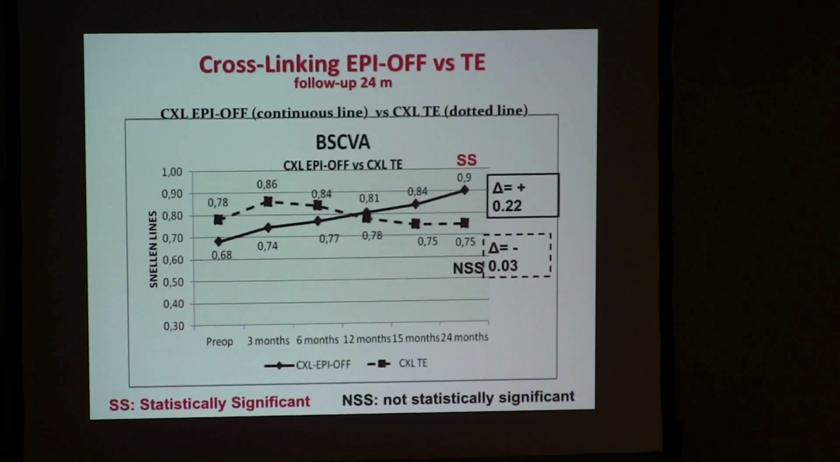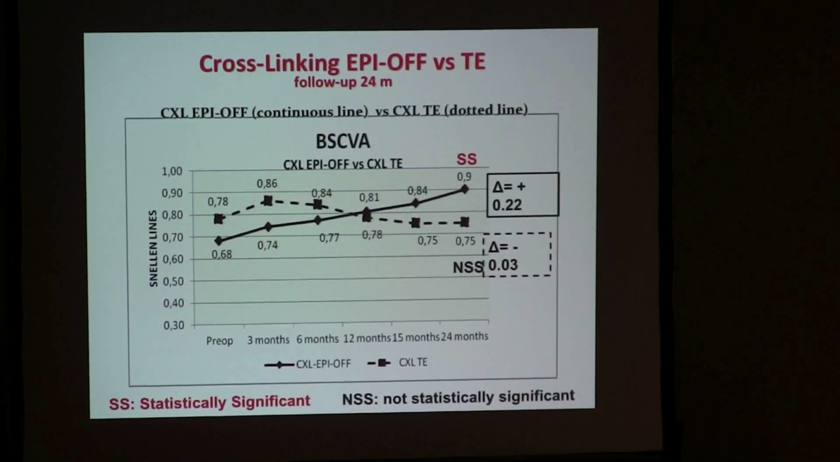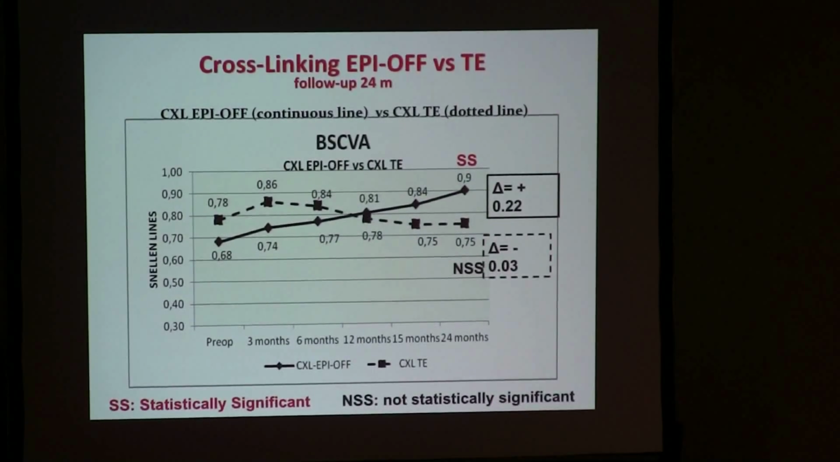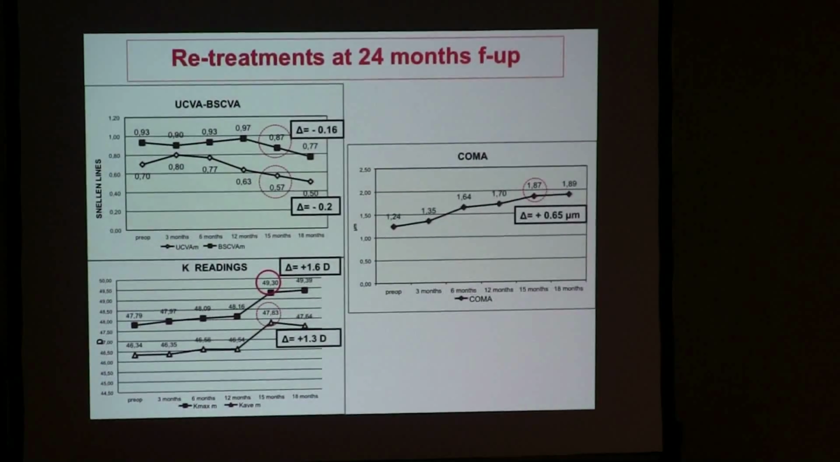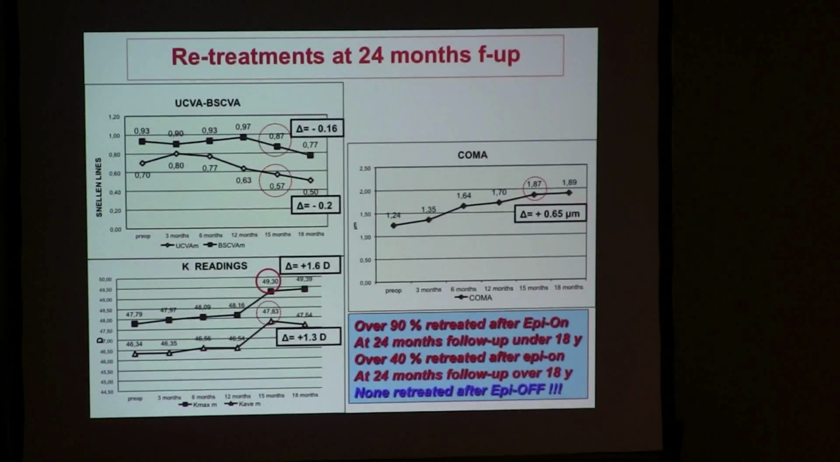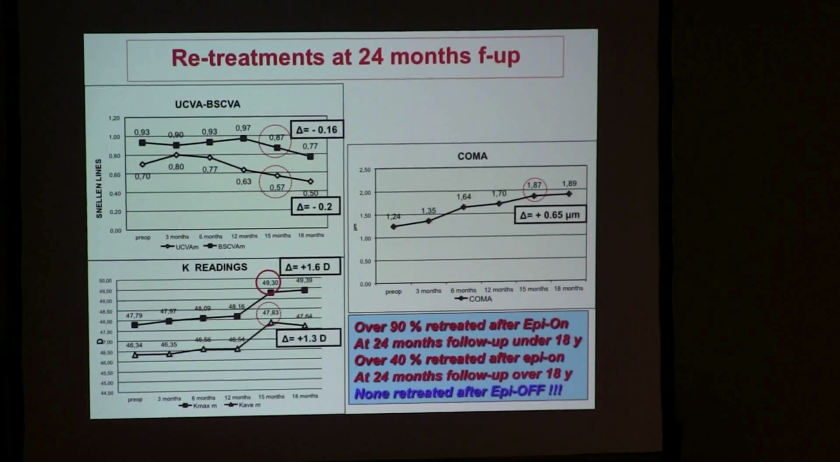If we look at this study, you can see also in best corrected visual acuity, the epi-off group with time goes well, and the epi-on group with time goes very bad. And all these patients were retreated. 90% after 18 years old were retreated.